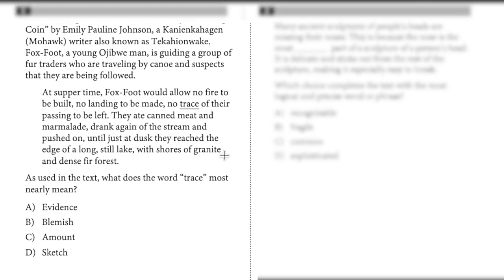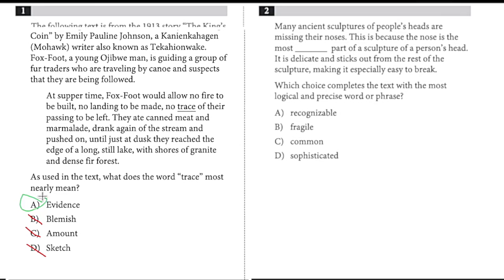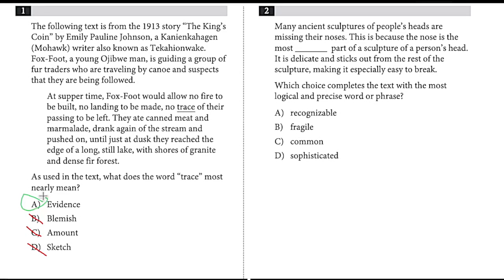So based on this, it sounds like this Foxfoot character doesn't want anyone to know where they are. So I'm thinking no trace would mean no signs that they were there. That'll be my anticipation. No signs that they were there. If we get down here, we've got evidence. Sounds great. Blemish? No. Amount? Certainly not. Sketch? No. So boom. Evidence. Why? Because it totally matches what I just said with my anticipation, that there's no signs that they were there, no evidence that they were there.